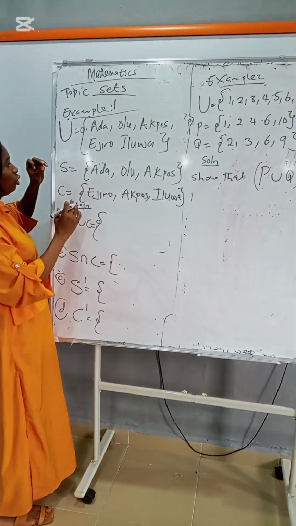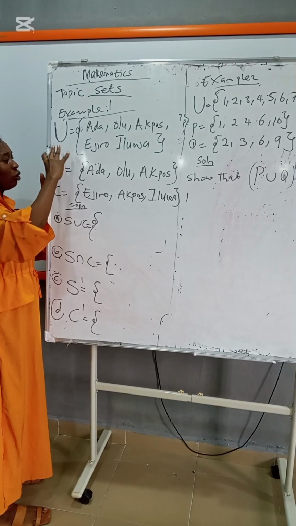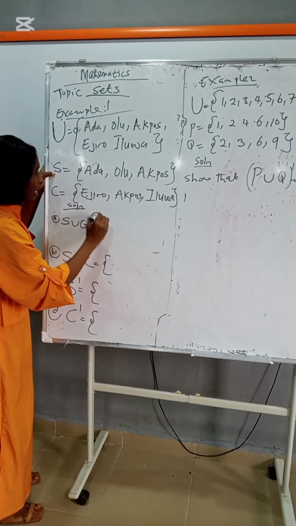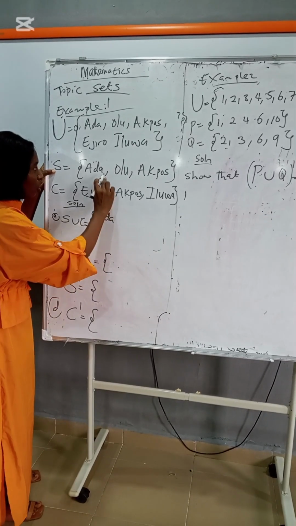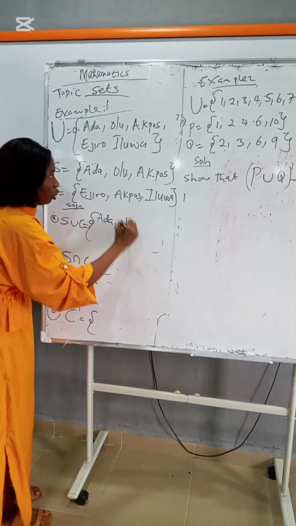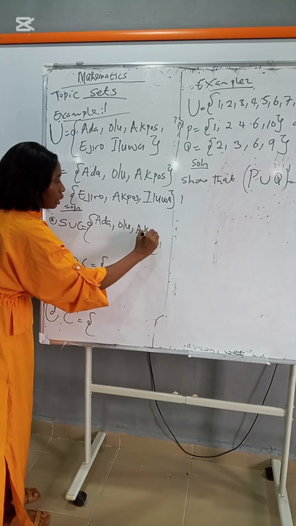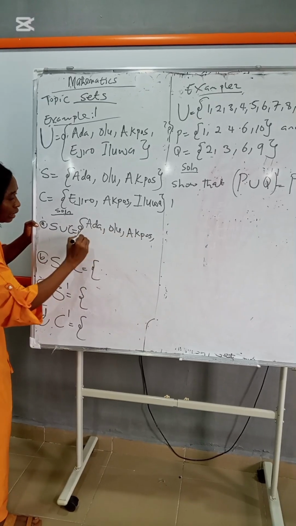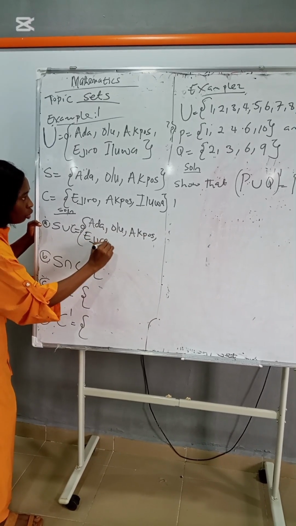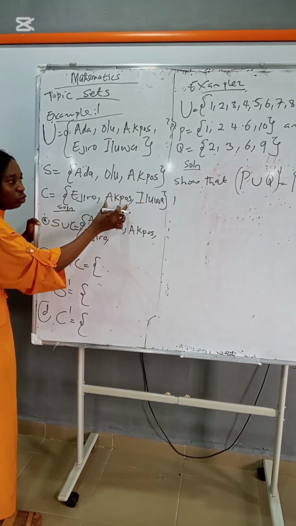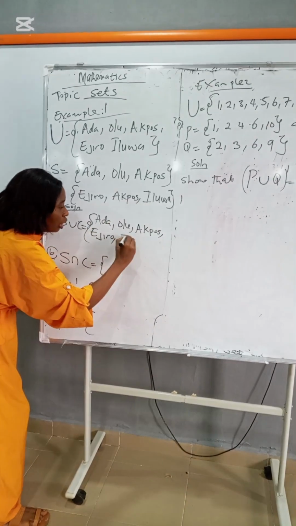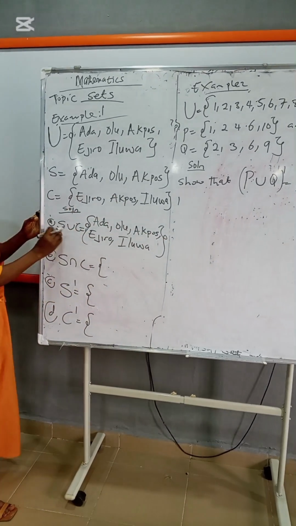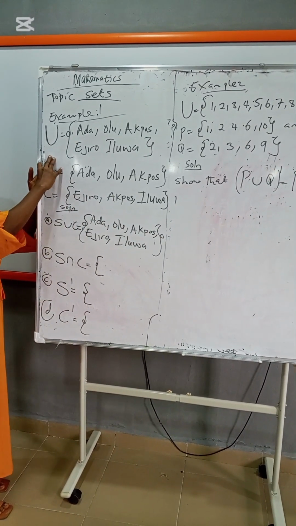So now the first one, when we say union, we combine the sets, it means we combine letter S and letter C. So the first one, in letter S, we have what? Ada, comma, Olu, comma, Apos, comma. Remember to put commas. That's what makes it a set. So we have Ejiro, comma. Apos we have already written, so no need to write it again. So we go to Inuwa. So this is called the union of what? Set S and set C.